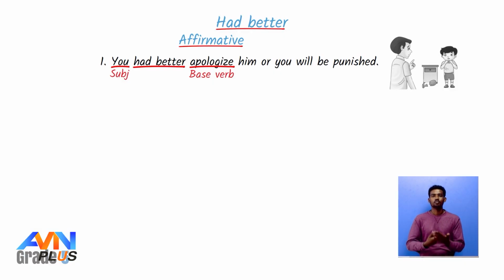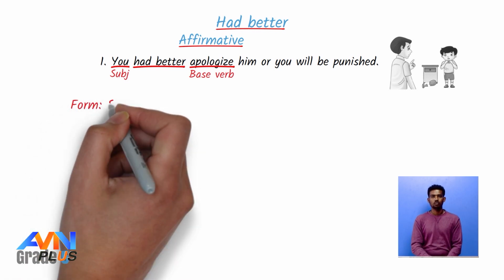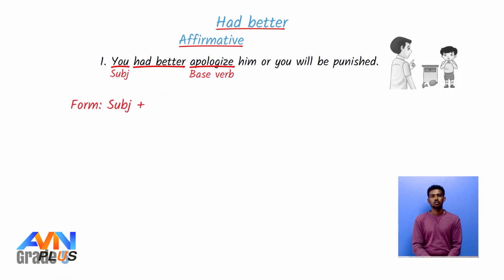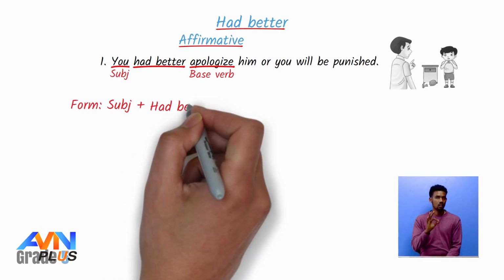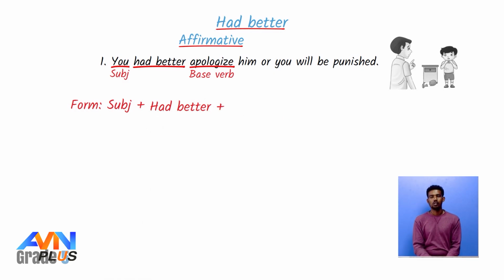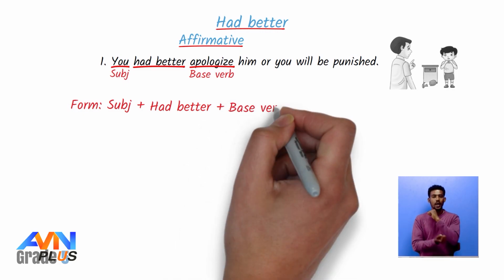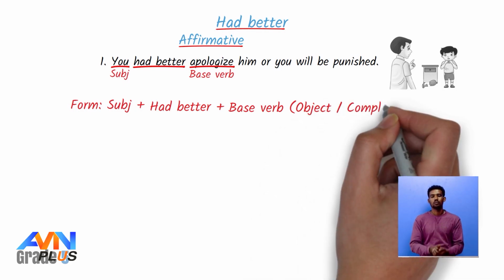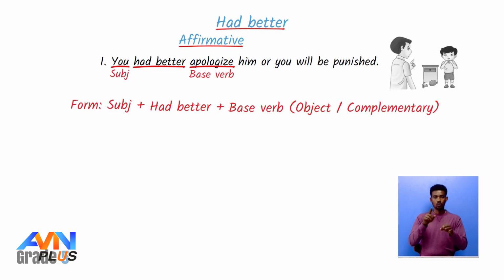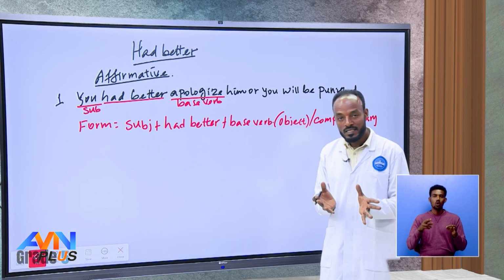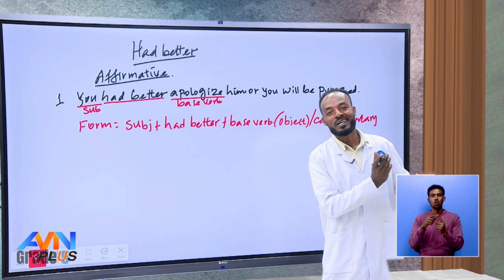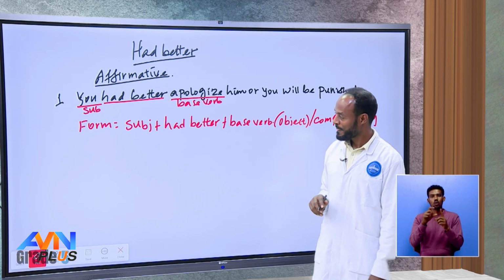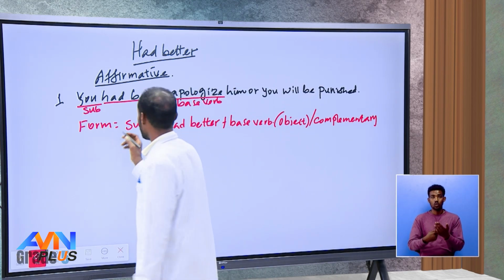So the form is here: subject, because look, here is the subject, plus what? Nice, had better. Plus base verb. Excellent. I hope you did it like this. And if necessary, we can add what? Object, or complementary. Complementary means the sentences or clauses that we use to make the given sentence clearer. Okay? Nice. So, what about its negative form?